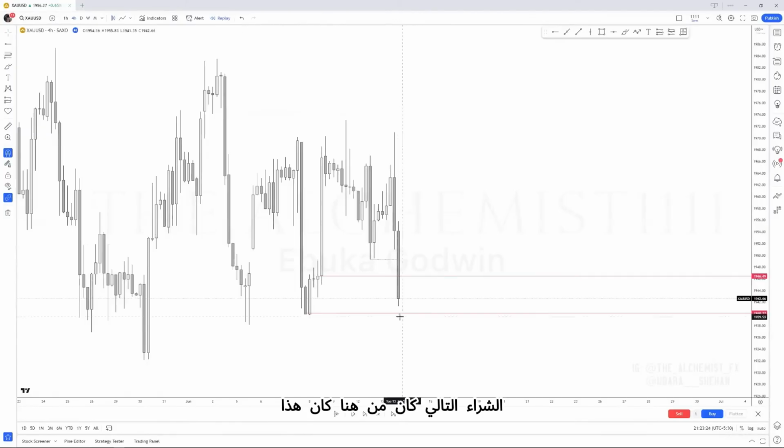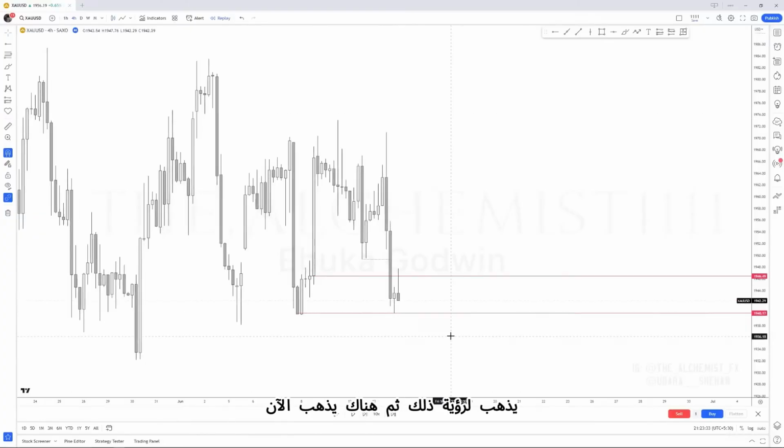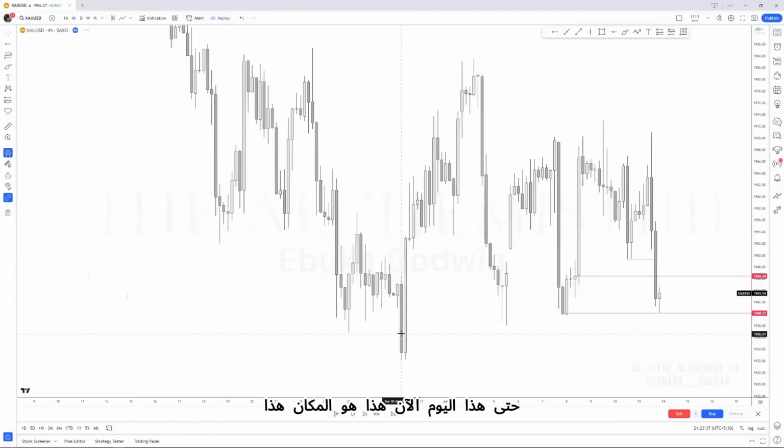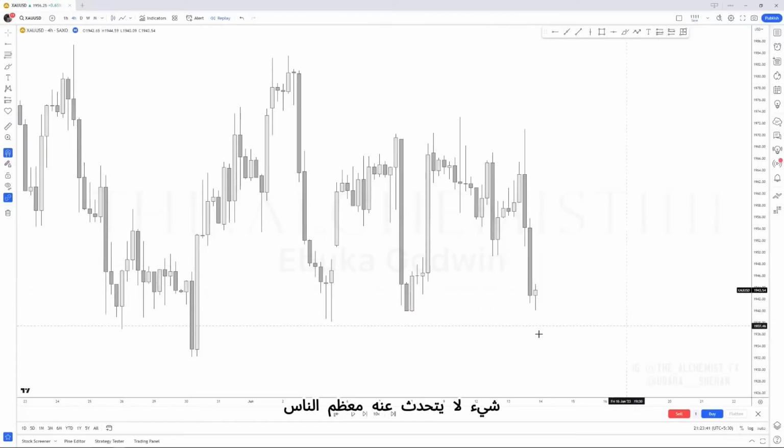And then the next buy was from right here. This was the last daily support you had, if you remember. It taps, there it goes. See that? And then there it goes. Now, even this day, this is something very important, something most people don't talk about.